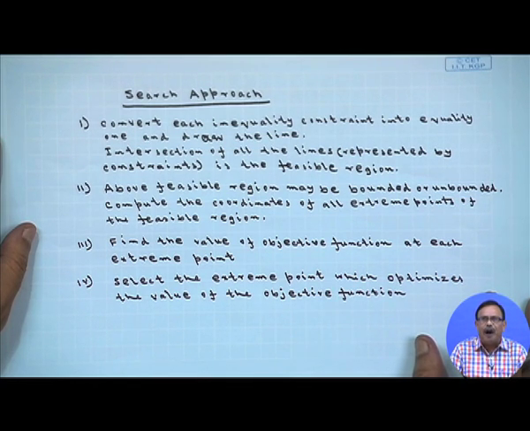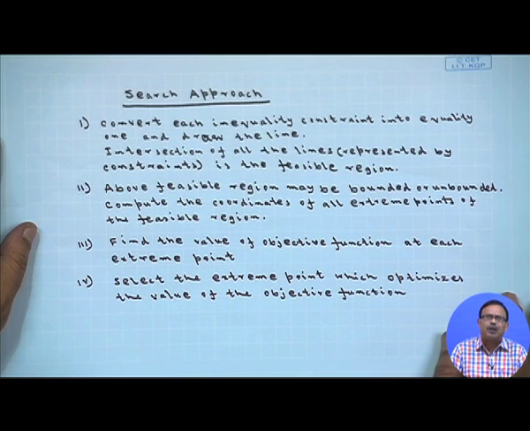Number 3 is find the value of the objective function at each extreme point, and number 4 is select the extreme point which optimizes the value of the objective function. So, I think the procedure is quite simple. The procedure says that if you have the inequality constraint in your problem, make it an equality constraint, and once I am making it an equality constraint, after that you draw the corresponding line. Like this way you will get for each constraint one line.